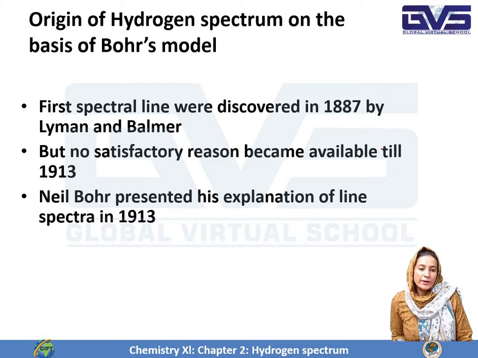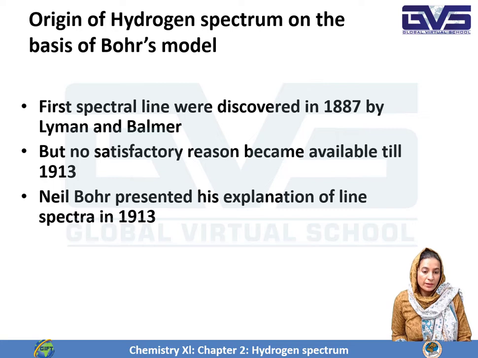The origin of the hydrogen spectrum on the basis of Bohr's model is that the first spectral lines were discovered very early, in 1887, by Lyman and Balmer. On this basis, they have the names Lyman series and Balmer series, but no satisfactory reason for these series became available till 1913, and in the same year, in 1913, Niels Bohr presented his explanation of why this line spectra is obtained.